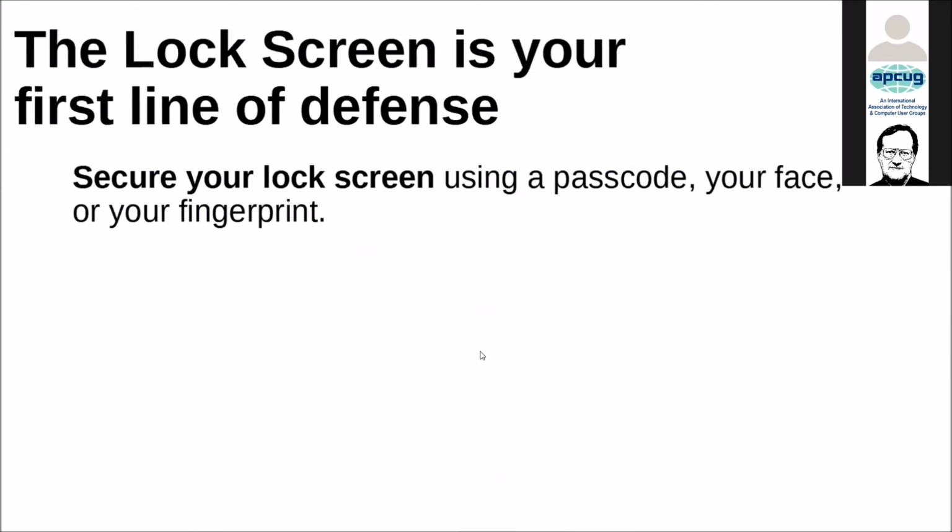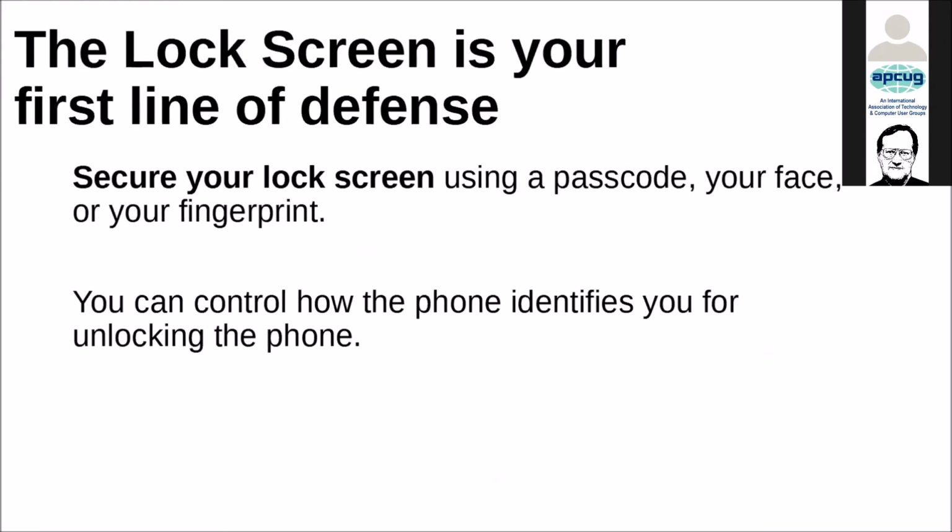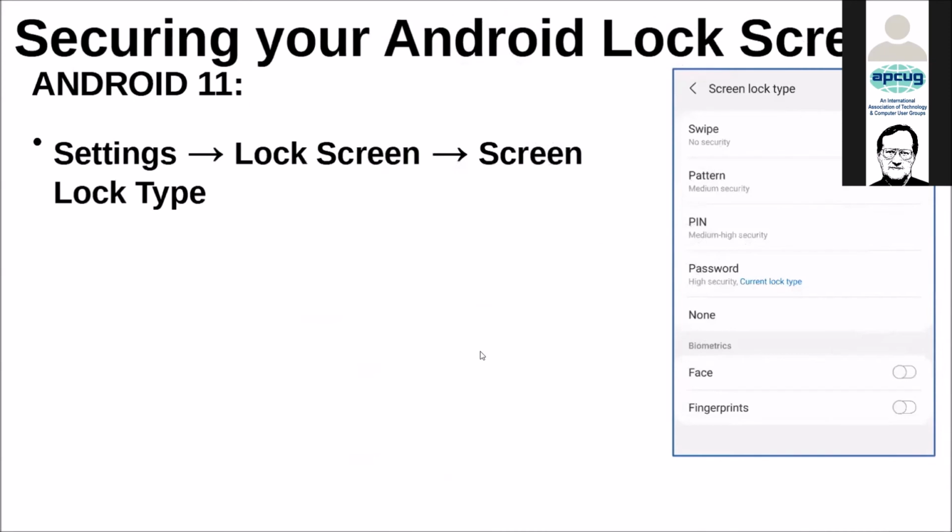You need to secure your lock screen using a passcode, your face, or your fingerprint. And you can control how the phone identifies you for unlocking the phone through this technique of securing your lock screen. Now we're going to look at how you do that on Android and what your options are.